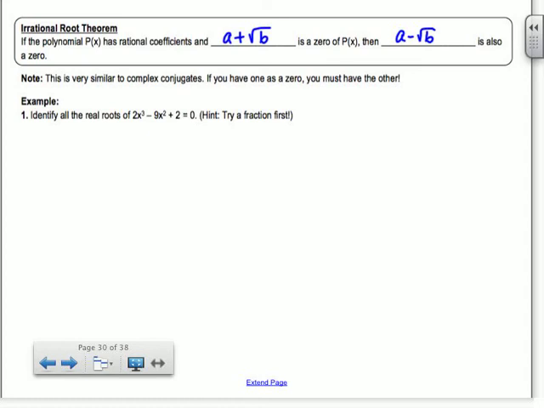Okay, so example 1 says identify all real roots of 2x cubed minus 9x squared plus 2 equals 0. And my hint is try a fraction first. So if we're doing p over q, your possibilities are factors of 2, so 1 and 2, over factors of 2 for the next one. And I told you to try a fraction, so what fraction do you want to try? 1/2, right?